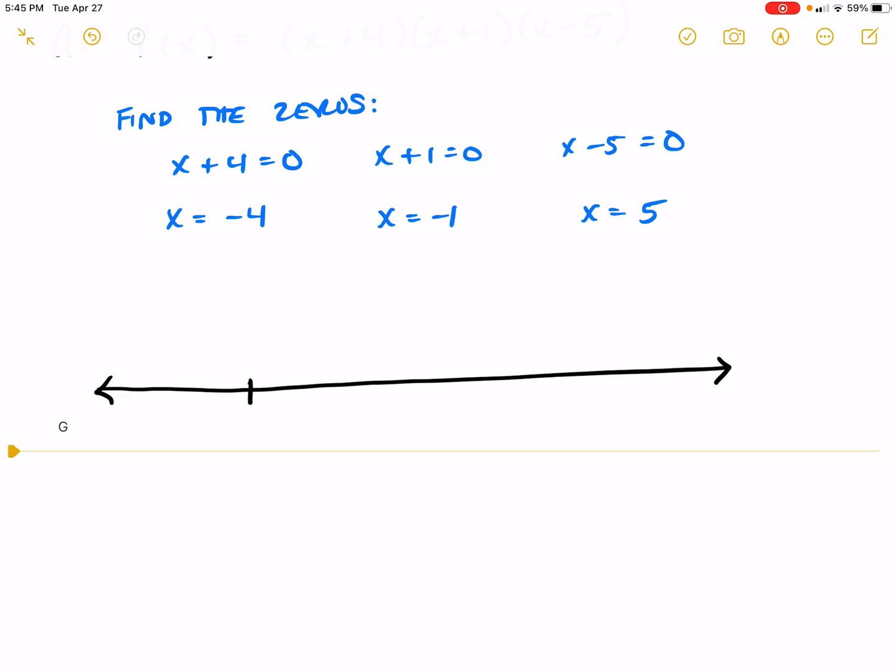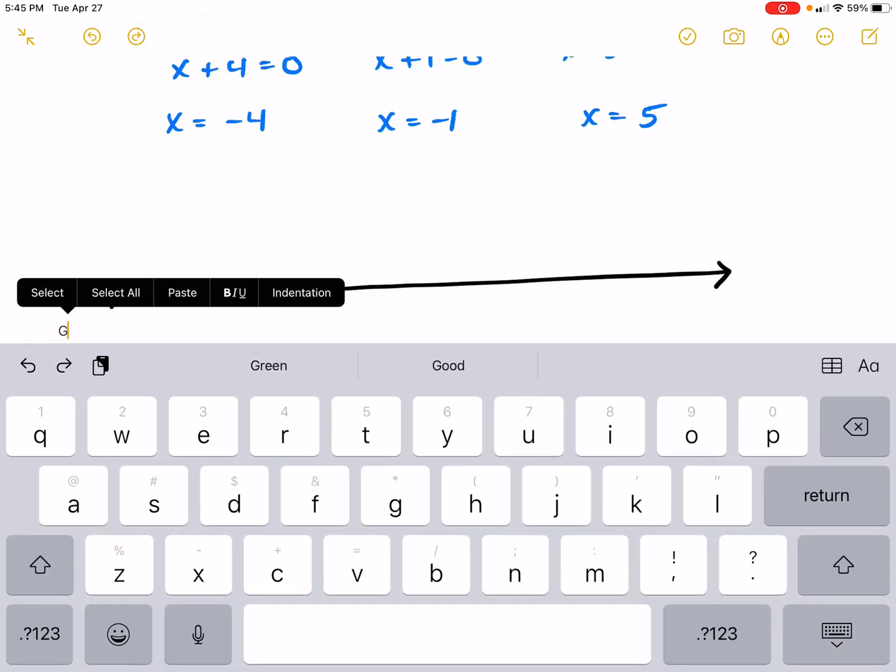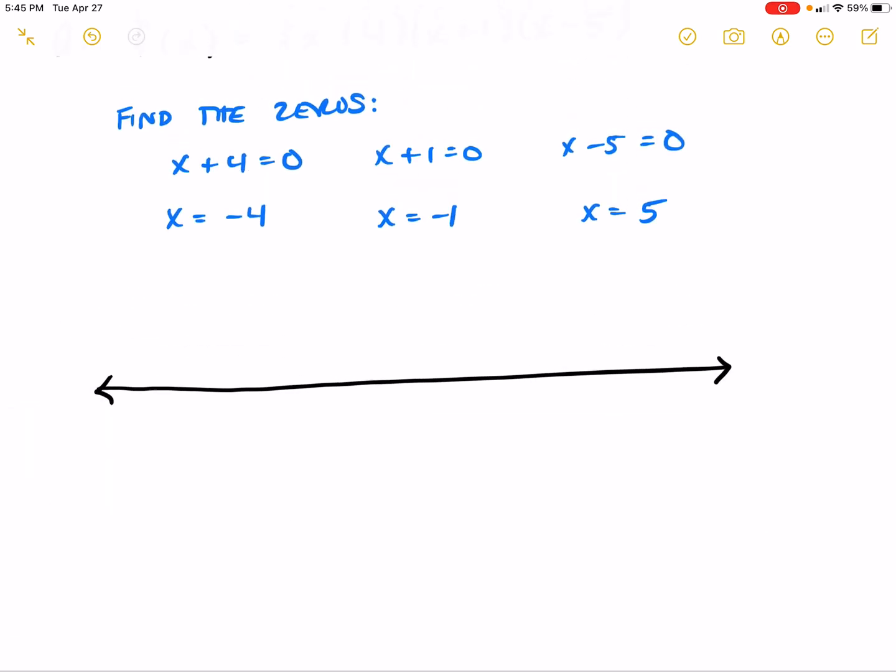All right, so we've got... Hold on, sorry about that. When I hit a letter, it won't let me type. All right, we've got -4, -1, and 5.